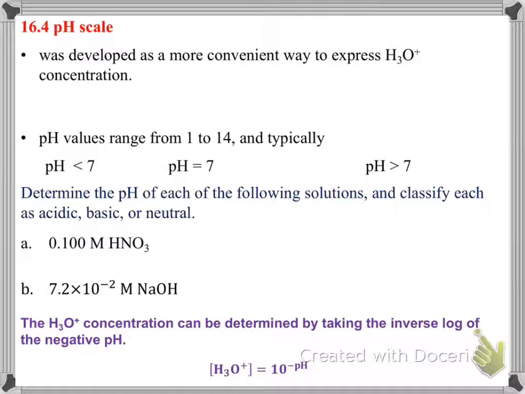Then the next thing is the pH scale. The pH scale was basically developed just so that you can express the concentration of hydronium ions conveniently. Hydronium ion and hydroxide ion concentrations in aqueous solutions are very, very small, and that's why we normally write them down in scientific notation.